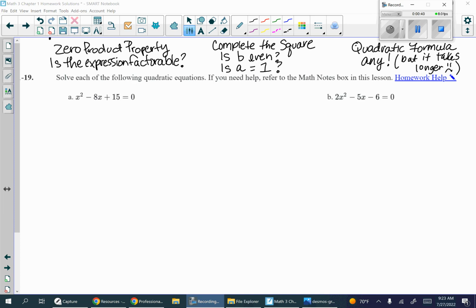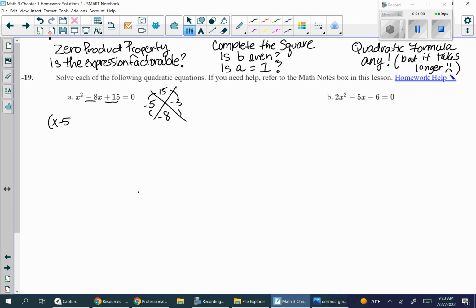That makes me wonder if there are any two numbers that multiply together to be positive 15 but add together to be negative 8. Right off the bat, if you want to use a diamond problem, you could put the 15 up here and the negative 8 here, and we realize then that negative 3 and negative 5 multiply together to make positive 15, but add together to be negative 8. So you can factor this little guy. He becomes x minus 5 and x minus 3 equals 0.